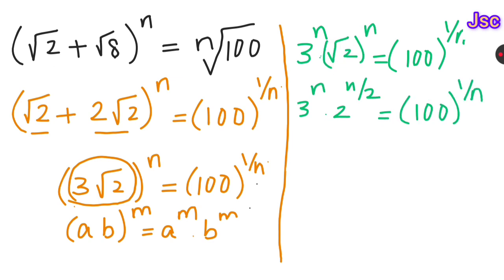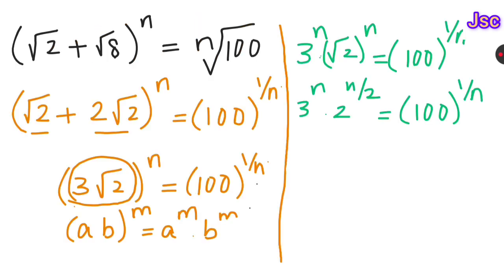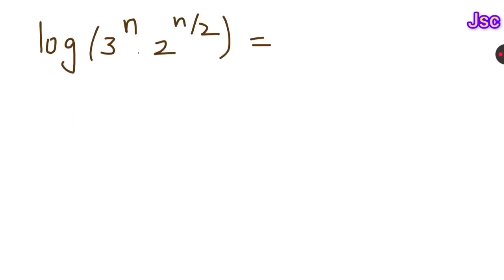Now our n is in the exponent. You have to use logarithm. That is the simplest way to find the value of n. So that's why I am taking log on both sides. If you take log on both sides, then you will get log of 3^n times 2^(n/2), that is equal to, on the right hand side, log of 100 raised to the power of 1 over n.